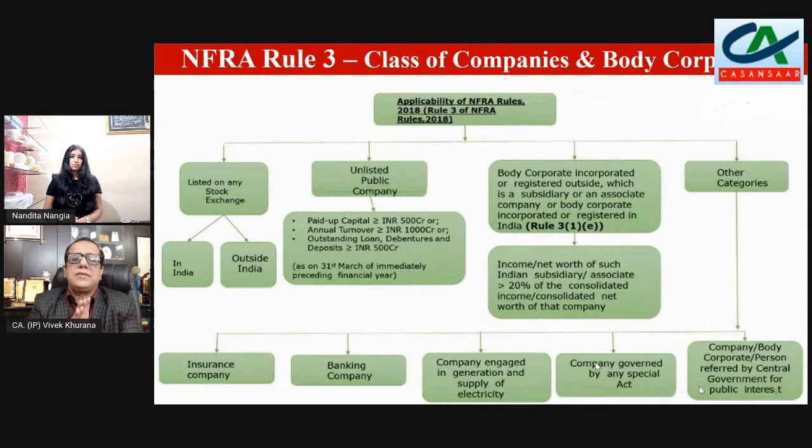So this is the summary कि किन किन कंपनीज के ऊपर नफरा रूल 3 एप्लीकेबल है, मींस द ऑडिटर ऑफ दीज कंपनीज हैज टू फाइल एनुअल रिटर्न एज पर नफरा रूल 5 ऑफ द नफरा रूल्स 2018। तो इसमें पीछे हमने जो डिस्कस किया था, लिस्टेड कंपनीज लिस्टेड ऑन एनी स्टॉक एक्सचेंज आइदर इंडिया और आउटसाइड इंडिया। Then unlisted public company, again I am saying public company, paid up capital more than or equal to 500 crore, annual turnover more than or equal to 1000 crore, outstanding loan, debenture and deposit together aggregate more than or equal to 500 crore as on 31st March of the immediately preceding financial year.